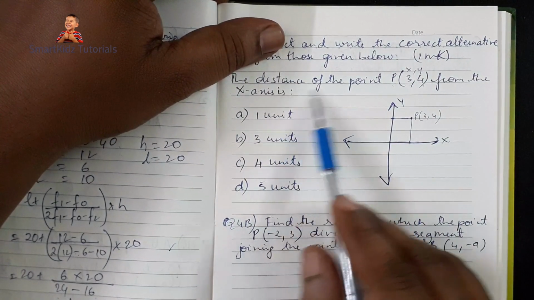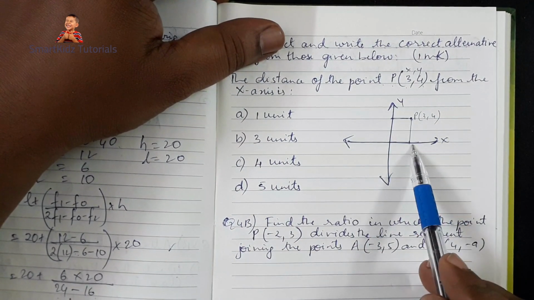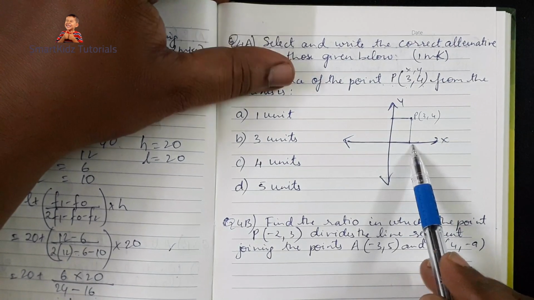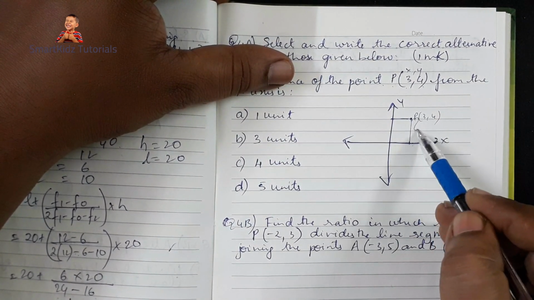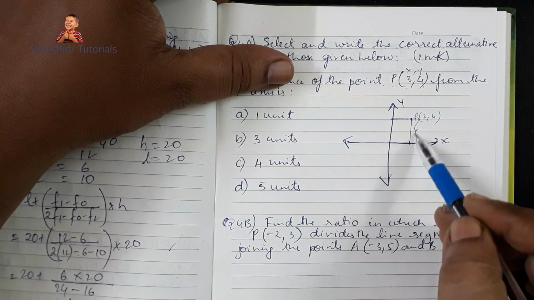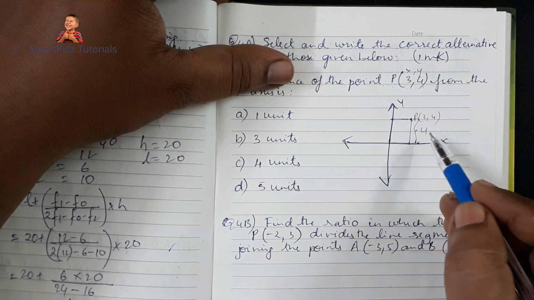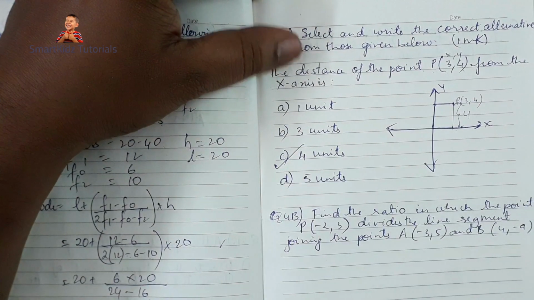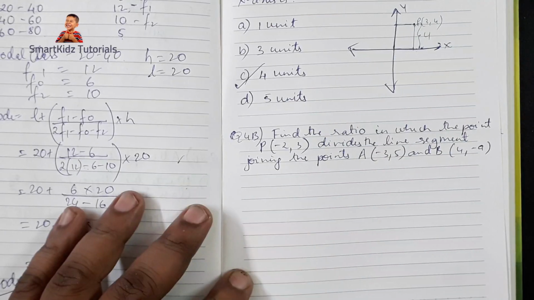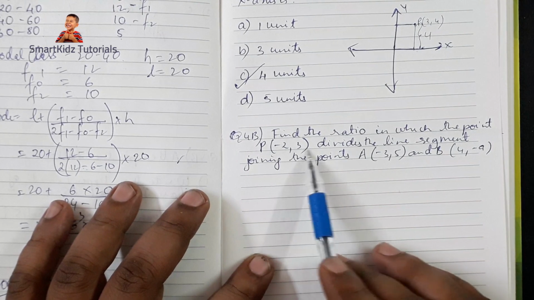Now it says the distance of the point P from the x-axis is how much? Distance of the point P from the x-axis is how much? This much. And this is what? Y-axis. That means 4. So your answer is C, 4 units.